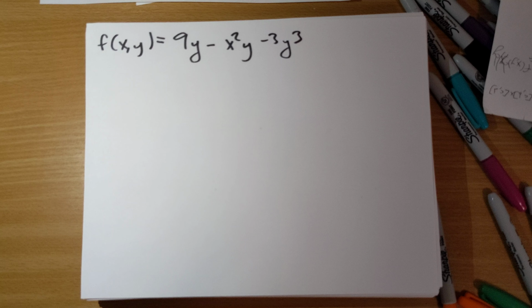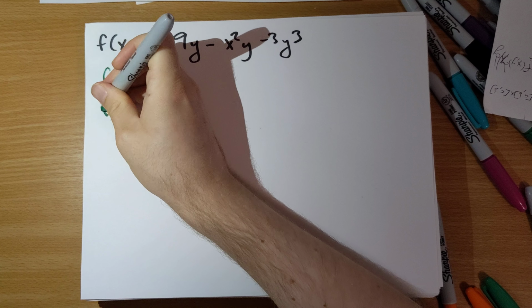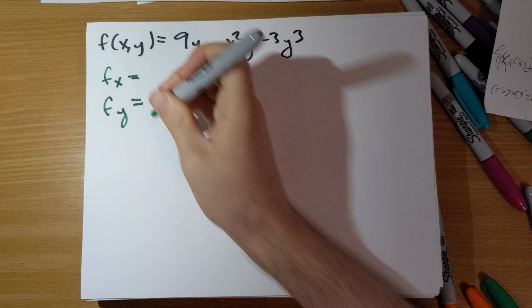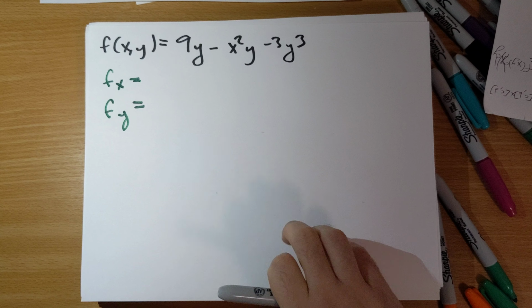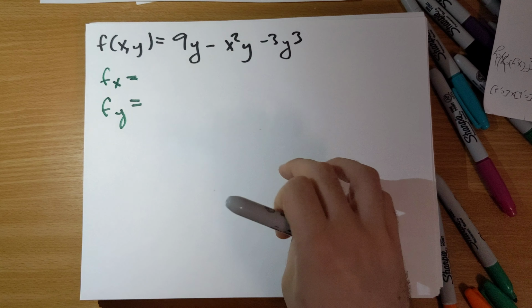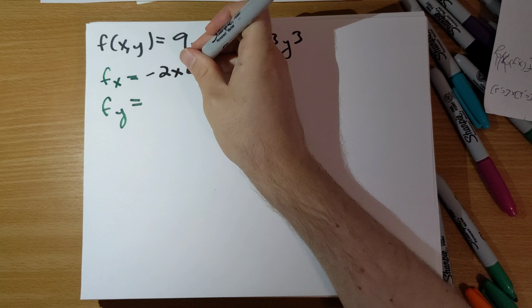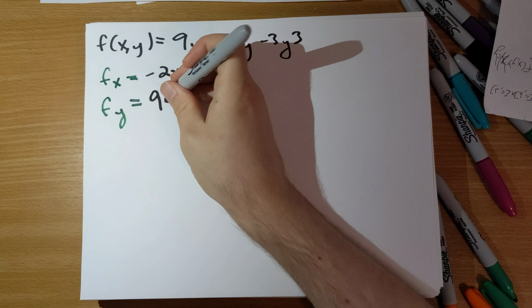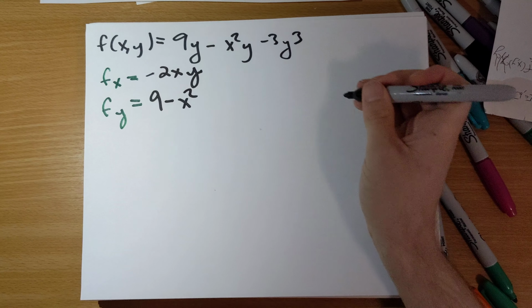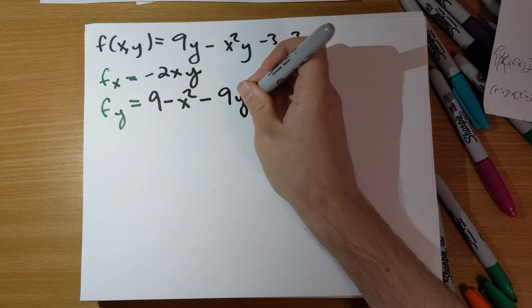Problem number 4, find critical points of f of x, y and classify them. Okay, let's take partial derivatives here. Partial derivative with respect to x is going to be, okay, this is only a term with an x in it, so negative 2xy. Partial derivative with respect to y will be 9 minus x squared minus 9y squared.